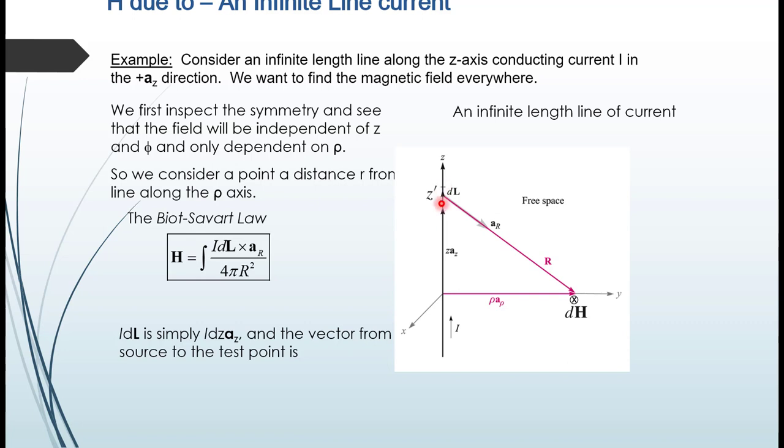So I dl we can write in equation form. If we consider the cylindrical coordinate system, what is dl bar? It is dz az cap, because the direction is along the z axis. So I dl we can write simply as I dz az cap. Then we are going to use the Biot-Savart law to find the final formula for intensity due to an infinite current carrying filament.